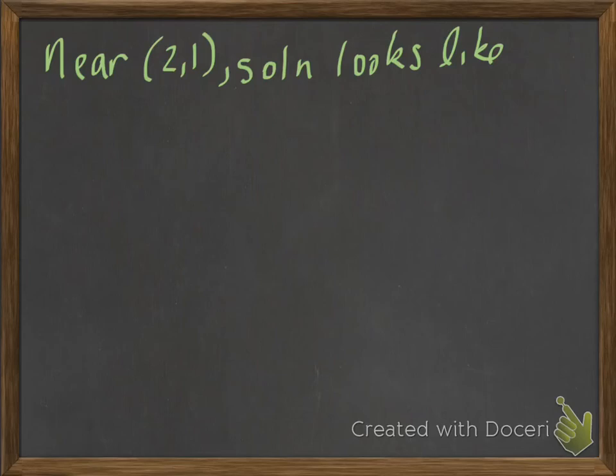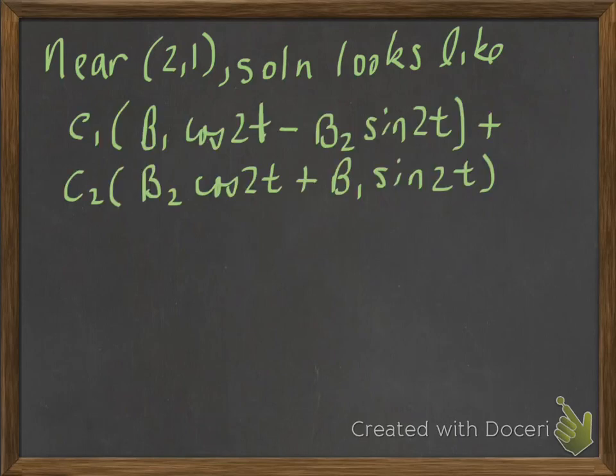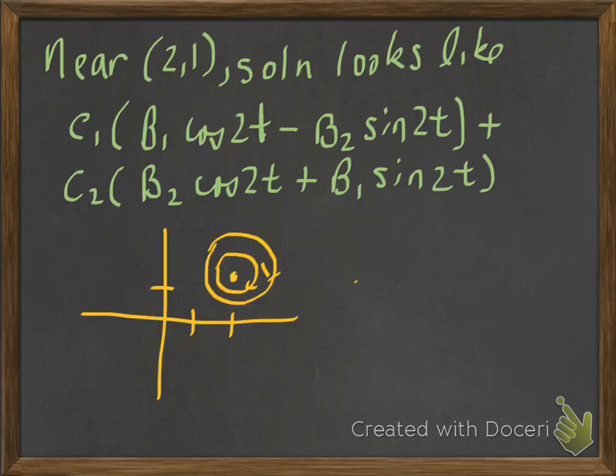And by our theorem from the linear systems section, we see that our solution near (2, 1) looks like C1 times b1 cosine 2t minus b2 sine 2t, plus C2 times b2 cosine 2t plus b1 sine 2t. And in particular, what does our phase portrait look like near there? Well, it looks like little closed curves around the fixed point. So we call this a center. That's the kind of critical point that (2, 1) is.